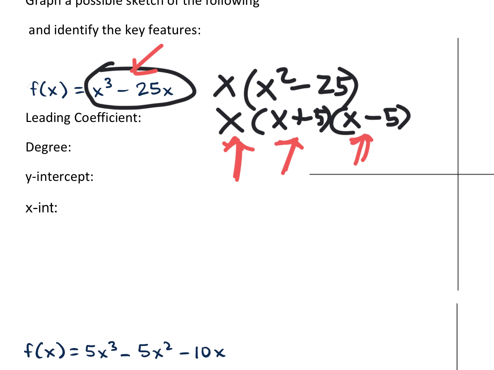All right. Leading coefficient. I can go back to look right there. What is the leading coefficient? It's just the number in the front. I know there's nothing there, but it's not 0. 1. A 1. There you go. And the degree? 3. Correct.